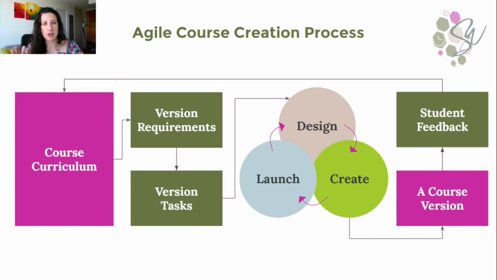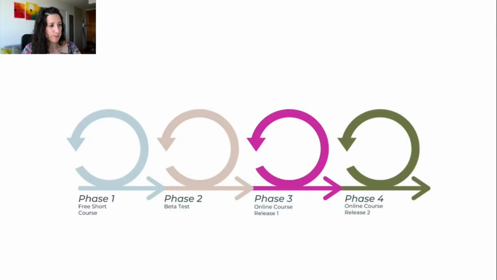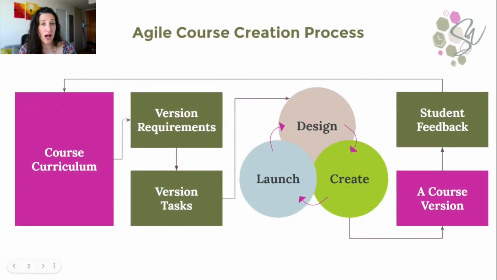And then you might move to version 4, which is a boot camp, where you're starting to expand on that perfect workshop that you've created. So let's have a look at different examples of versions. As I've said, phase 1 might be your free short course that then moves into a beta test, that then moves into an online course, that then moves into your second release of an online course. But at each phase, you're going through this entire process.